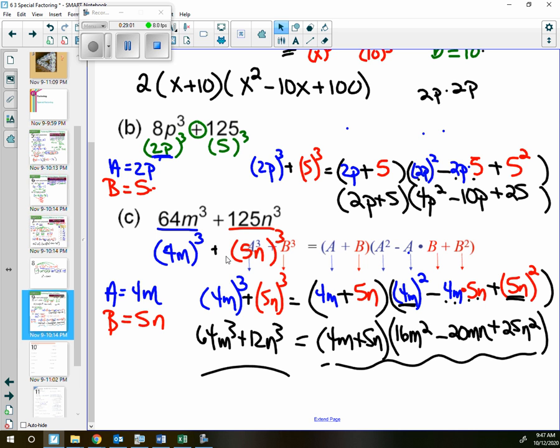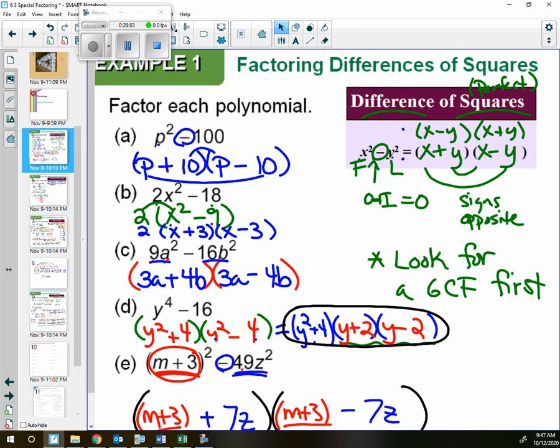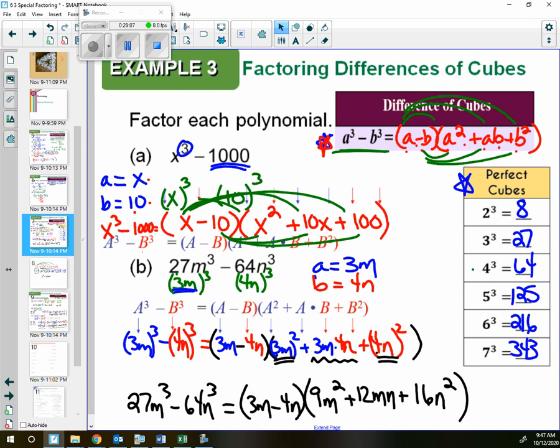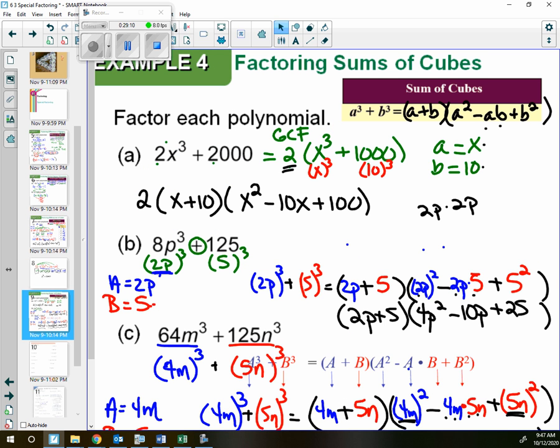All right, so special kinds of factoring. So we talked about difference of squares, perfect square trinomials, difference of cubes, and then sum of cubes. All great things to be able to recognize.